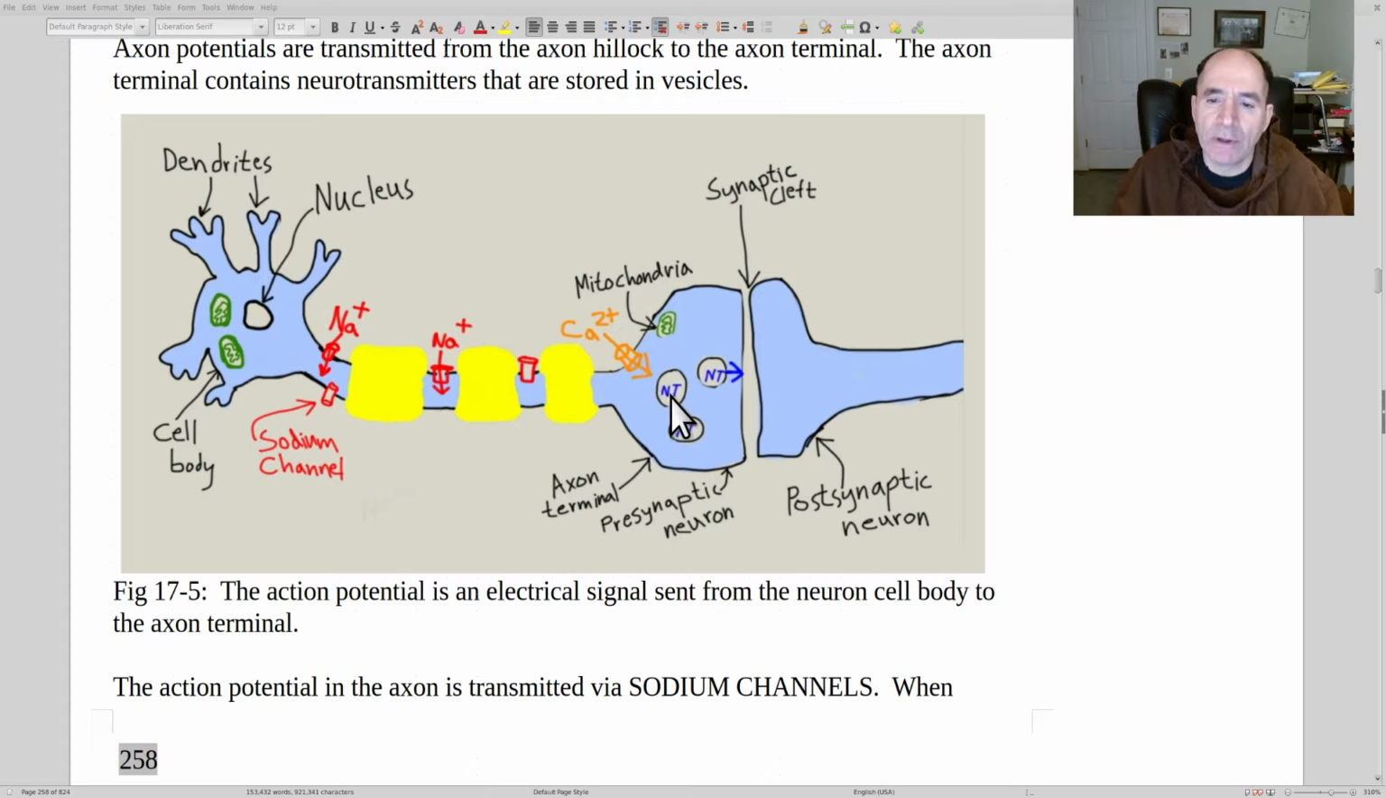Calcium will then flow into the synaptic terminal, and the increase in calcium within the cytoplasm of the axon terminal will cause these neurotransmitter vesicles to travel to the plasma membrane of the presynaptic neuron and then to release their neurotransmitter. As they merge, their neurotransmitter will be pushed out into the synaptic cleft. Again, it binds with the postsynaptic neuron, exerts an effect.